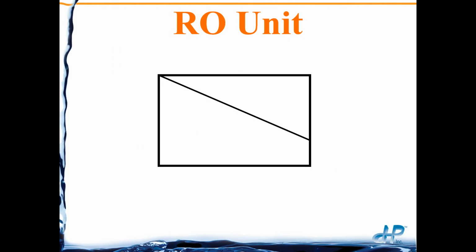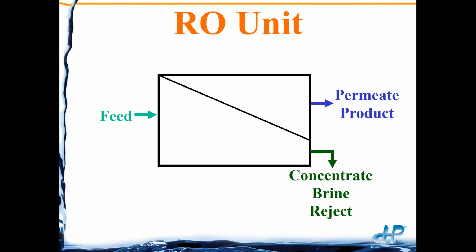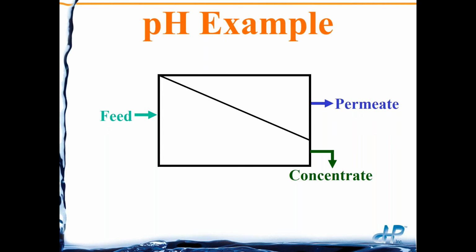So this rectangle is going to represent an RO unit, and that line is going to represent the membrane inside an RO unit. Feed water enters the RO unit. Due to the pressure, water passes through the membrane and becomes permeate or product water. What doesn't go through the membrane exits as concentrate, brine, or reject.